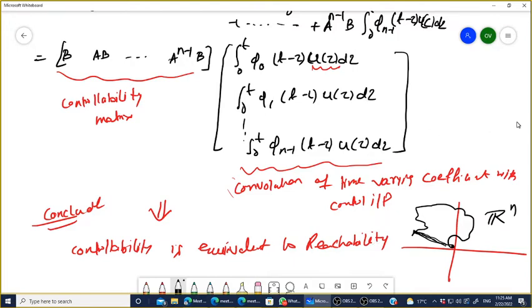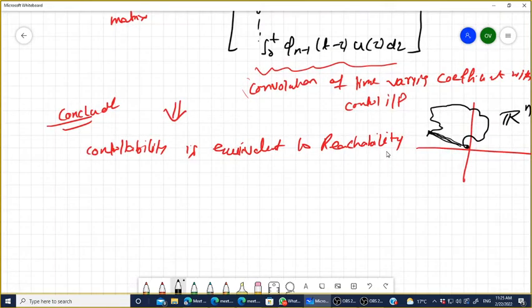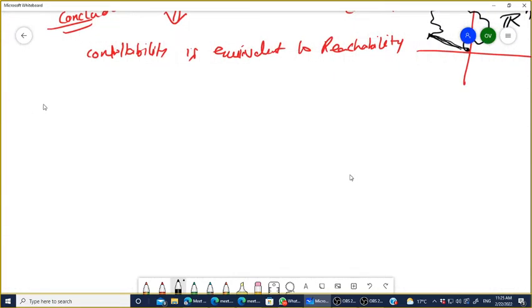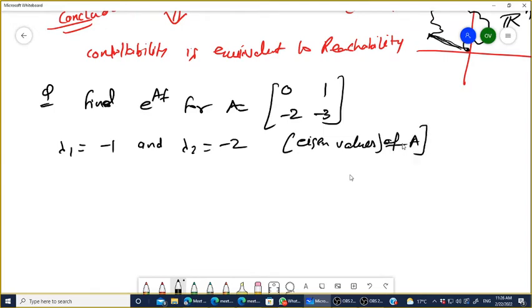Now one example, I am just taking one example and then I will leave the class, if you permit me. Question is, find e to the power at for a matrix 0 1 minus 2 minus 3, right? So you can calculate lambda 1 and lambda 2. Lambda 1 is minus 1 and lambda 2 is, you can calculate, minus 2. These are the eigenvalues of the above matrix, right?